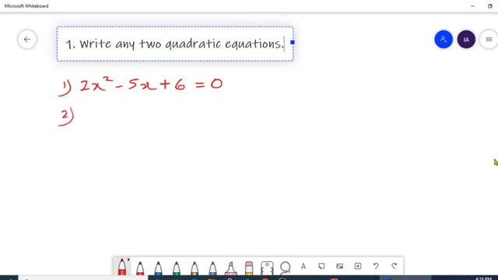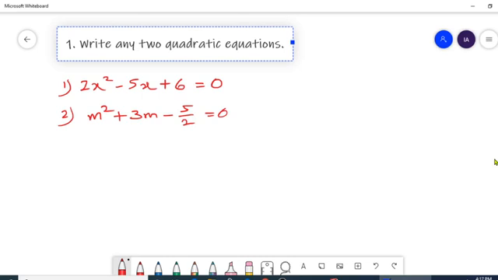like m square plus 3m minus 5 by 2. Now this is again a quadratic equation where m is a single variable. This m square has no coefficient, so we can consider 1 as a. This plus 3 is b, and minus 5 by 2 is c.